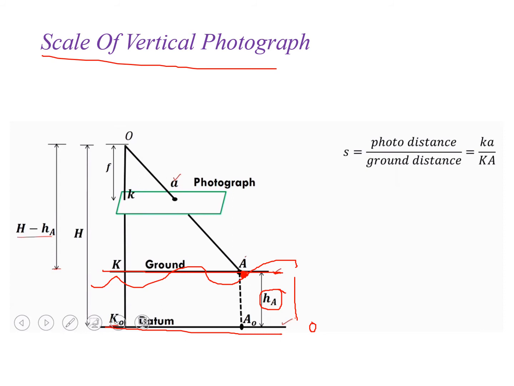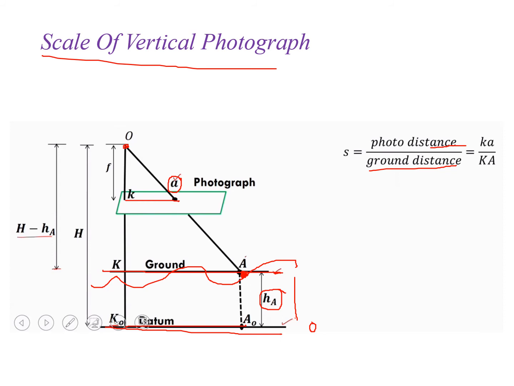The same point you can say here. Now if you want to show where a point on the ground will be, this will be your A point, sorry, small a on the photographs. So this is K0 A0, and from K to A is nothing but very equivalent to on the photographs. Now photo distance and the ground distance will give you the scale.